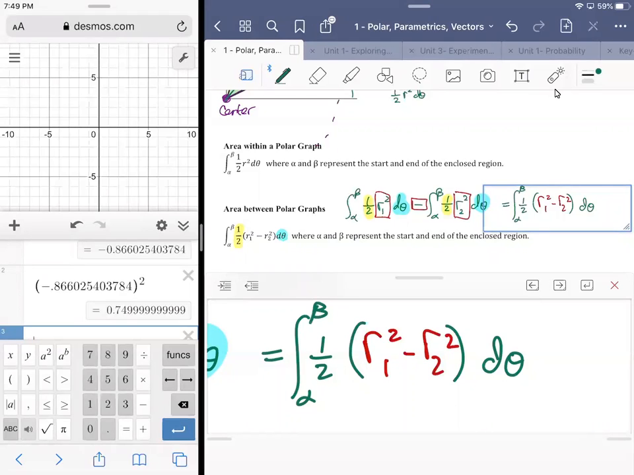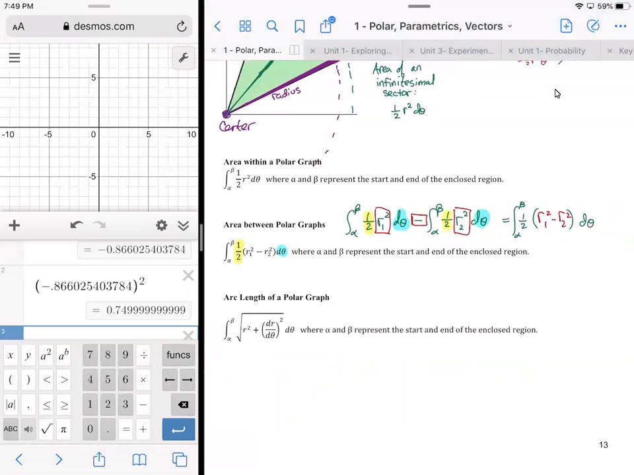So the moral of the story here is you don't really need a new formula as long as you know the original formula, that 1/2 r squared d theta, and you just apply a little bit of common sense, right? So that's really what I'm getting at there. Yeah, it's an adjustment, but it's a manageable adjustment. And when you see it in action, you realize it's not terrible, at least in the setup.